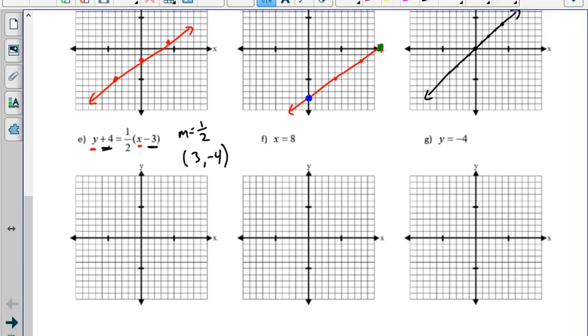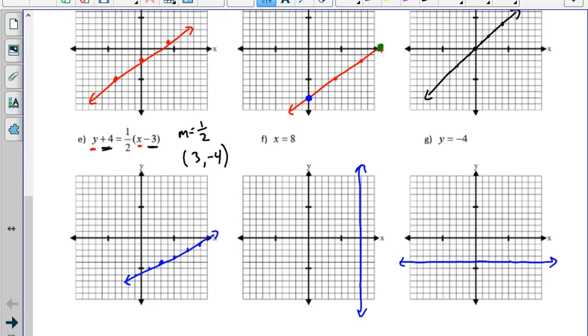So I will take 3, -4, plot that on the graph, and then make my slope 1/2. And graph the line. X equals 8 is a vertical line at 8, and y equals -4 is a horizontal line at -4.